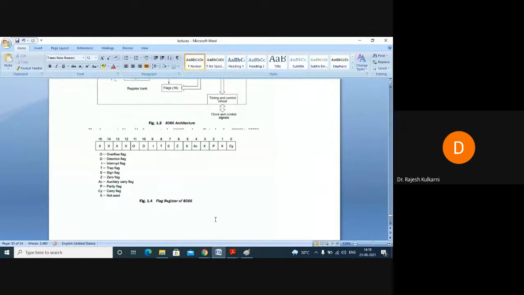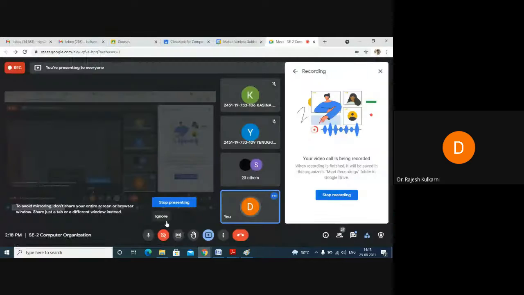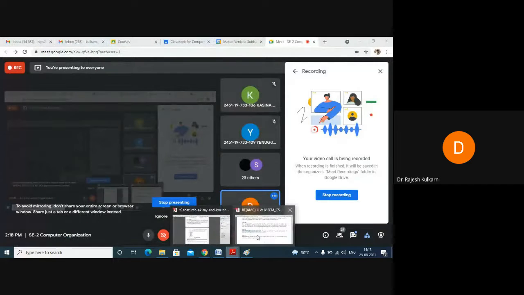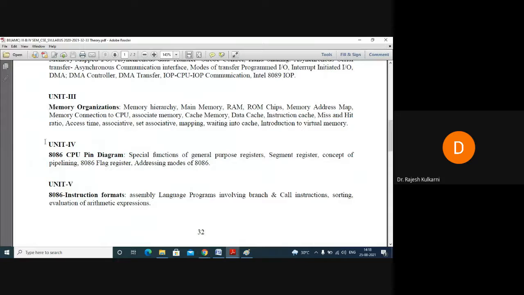So we are speaking about the flag register of 8086. Just a confirmation, we are discussing this Unit 4, 8086, and we had just now taken the review of general purpose registers called AX, BX, CX, DX, segment registers called code segment, data segment, extra segment, stack segment. Then the index registers called source index and the destination index.